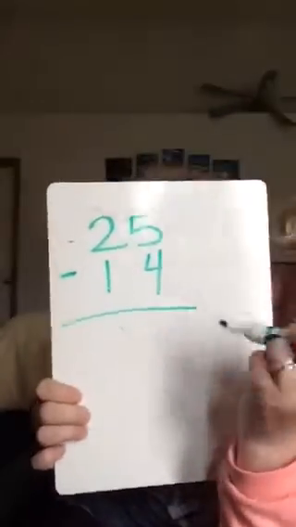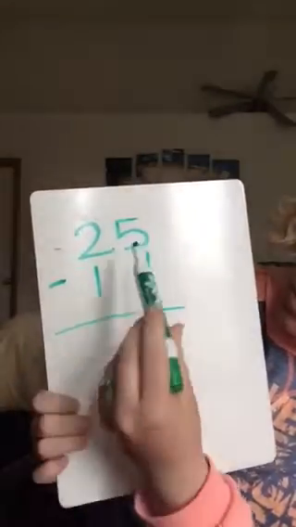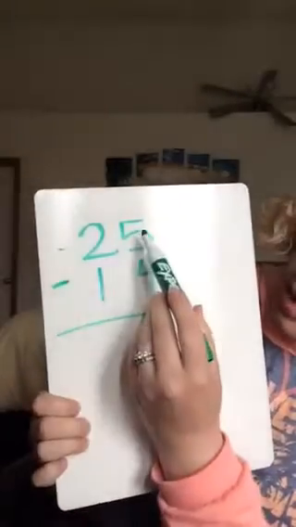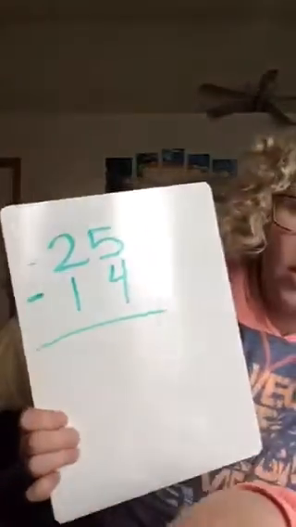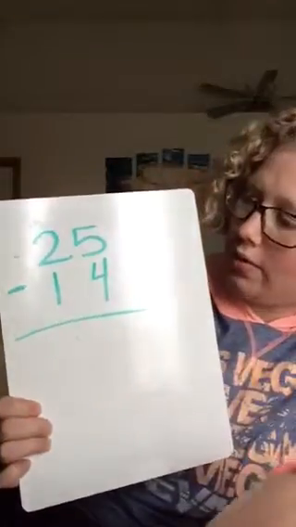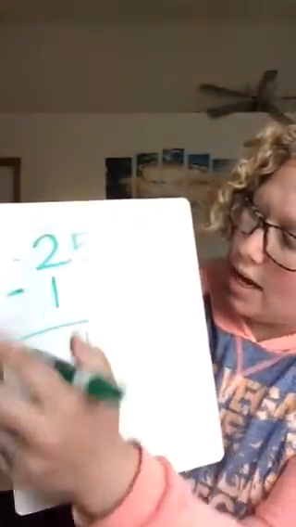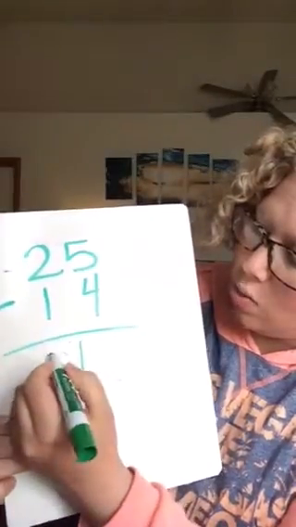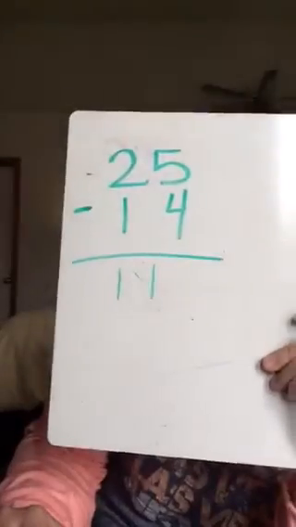Always start in the ones. More on top or more on the floor? More on the top. No need to stop. 5 minus 4. 1, 2, 3, 4. There's one left. Then I move over here to the tens. 2 minus 1 is 1. Okay, so there's my subtraction problem.